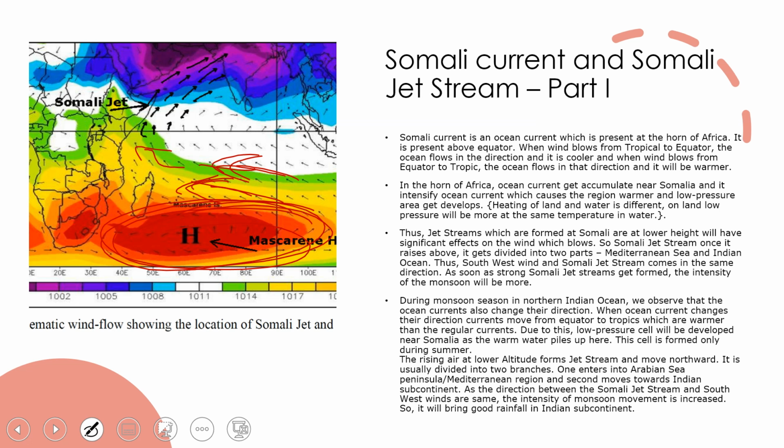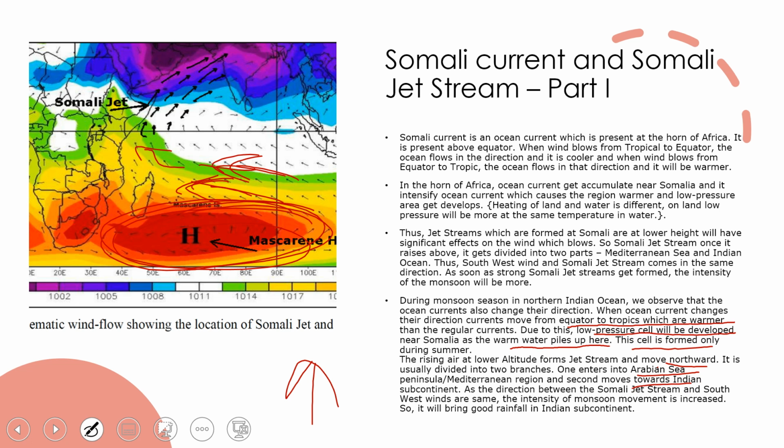So when the ocean current changes direction, moving from the equator to the tropics, the currents are warmer than the regular current. Due to this, a low pressure cell will be developed near Somalia as the water piles up here, and this cell is formed during the summer only. It is not in the winter. It will form in the summer only, when the sun has moved northward with the ITCZ. So the rising air at lower altitude forms a jet stream and moves northward, and it is usually divided into two branches. One enters the Arabian Peninsula or Mediterranean Sea region, and the second moves towards the Indian subcontinent.